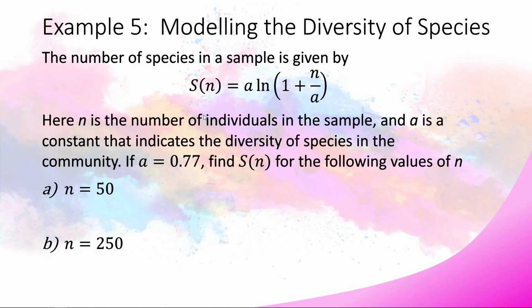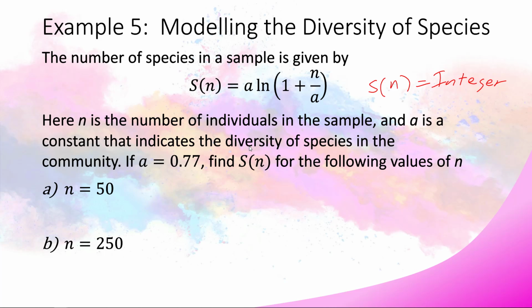Now here, n is the number of individuals in the sample. So this is all the stat part, and then A is the constant that indicates the diversity of the species in the area. That's probably the naturalist part. And we're going to assume that A is 0.77, and we need to figure out what S sub n is. Well, first thing I want to just throw out here is that S sub n will always be an integer.